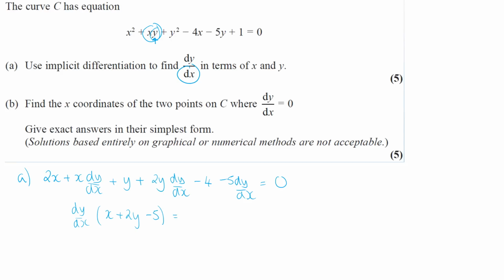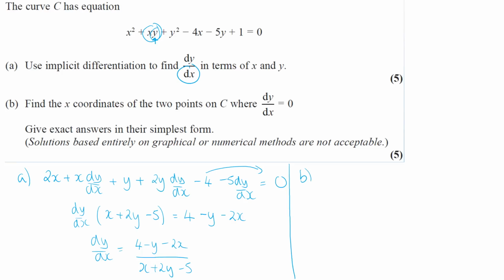Take everything else to the other side. I'm going to put that 4 as my first term, so it starts pretty with a plus on the front: 4 minus y minus 2x. Then dy by dx will equal 4 minus y minus 2x all over the x plus 2y minus 5.